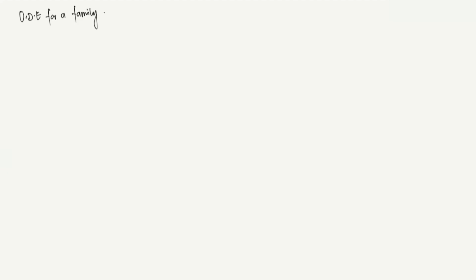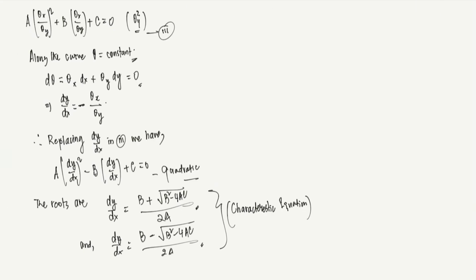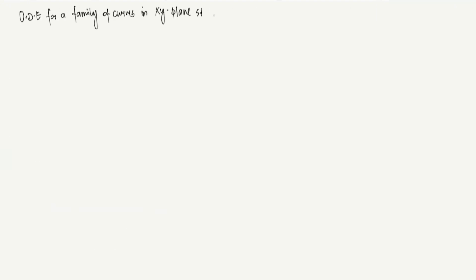This ODE signifies a family of curves. How do you characterize such a family? In the XY plane, right? All of this is true because theta is constant. So basically, what is theta? Theta is nothing but xi and eta, such that xi equals constant and eta equals constant. I hope you have understood what I'm trying to say.